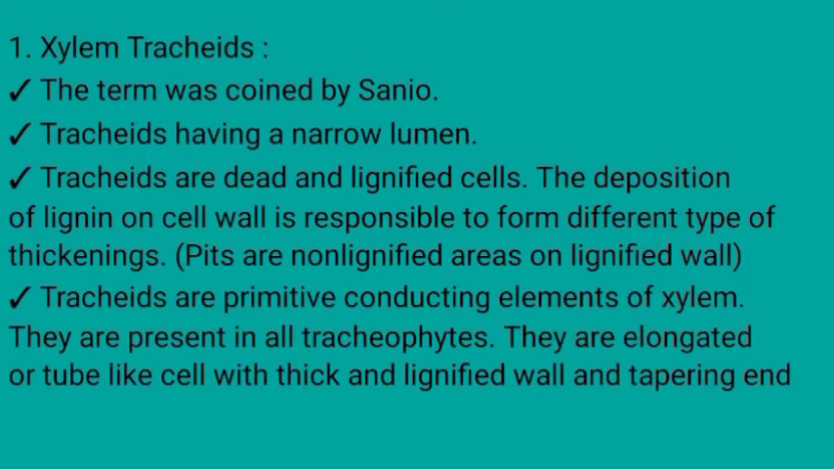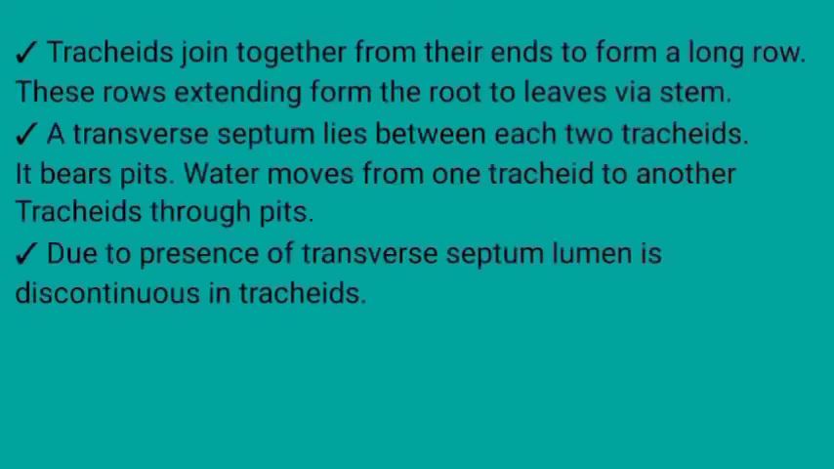The deposition of lignin on the cell wall is responsible for forming different types of thickenings. Pits are non-lignified areas on the lignified wall. Tracheids are primitive conducting elements of xylem. They are present in all tracheophytic plants. They are elongated or tube-like cells with thick and lignified walls and tapering ends. Tracheids join together from their ends to form a long row, and these rows extend from the root to leaves via stem.